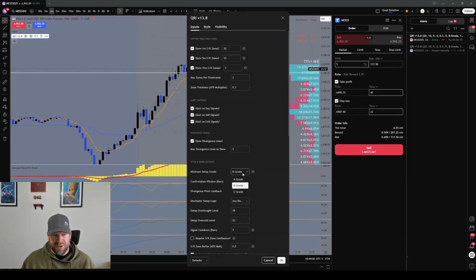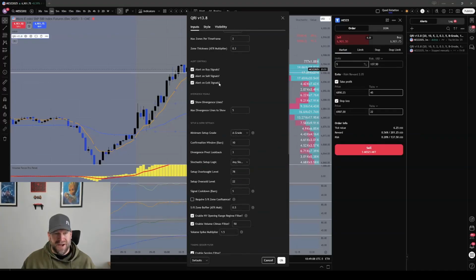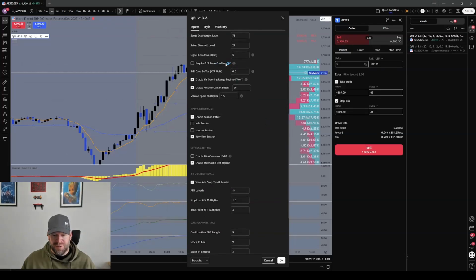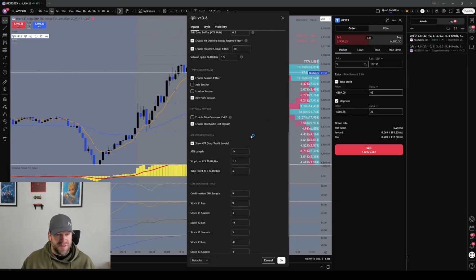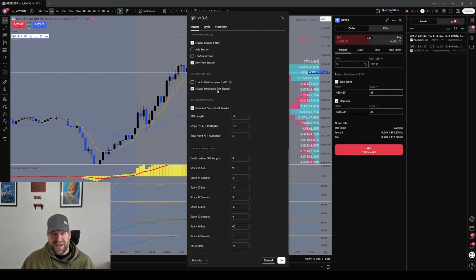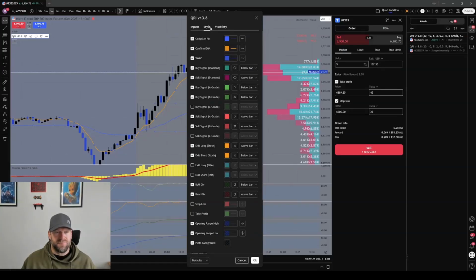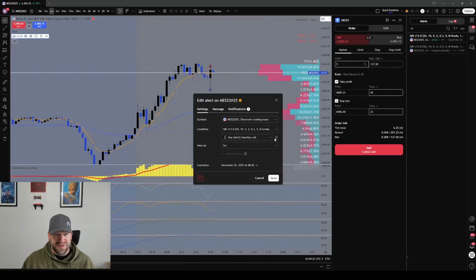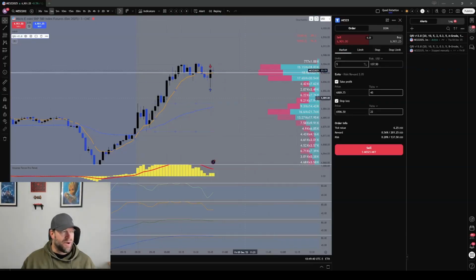Come over here, you do your minimum setup grade as an A now. And I'm doing any buy or sell signals and my exit signals. I'm not doing confluence. And I'm actually just focused on the stochastic exit signal, not the EMA crossover. Gives you an idea of some of the settings that I'm using here. But now I can come over and actually modify this and say that I'm only looking for my A setups, any alert function call. And now I don't have to stare at this chart.